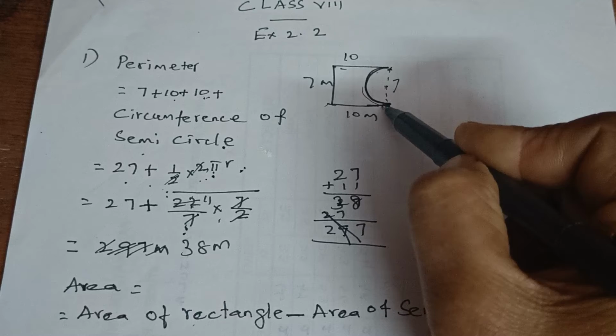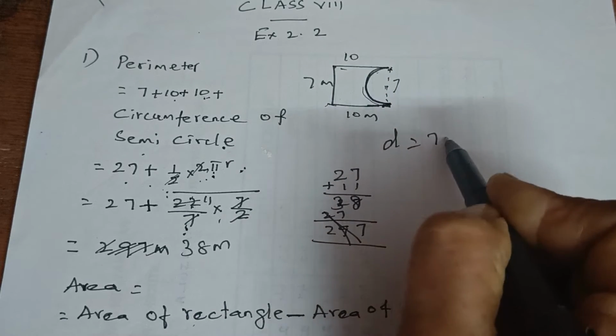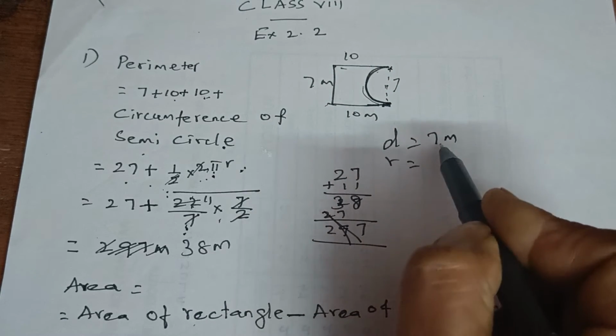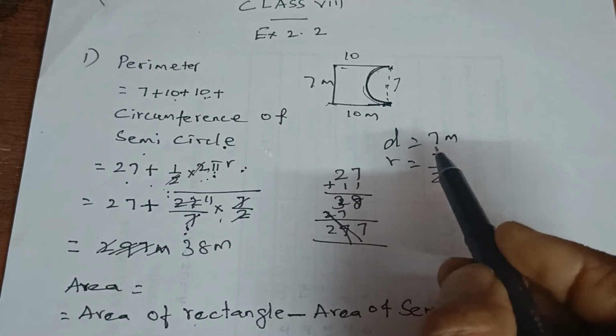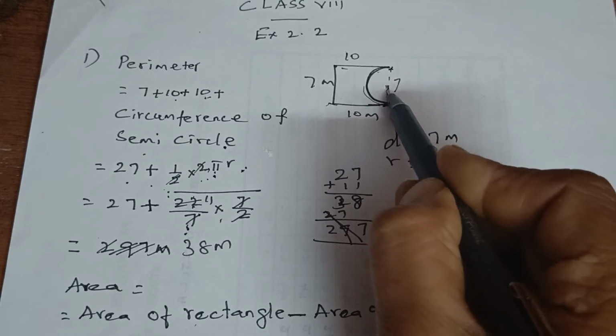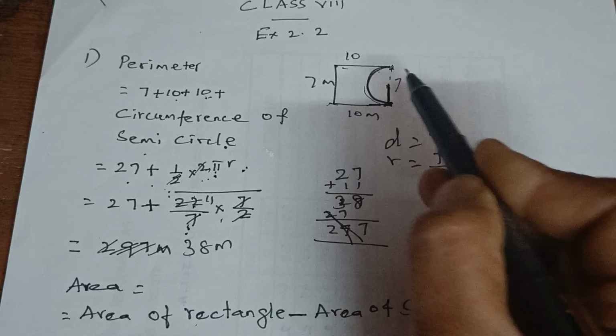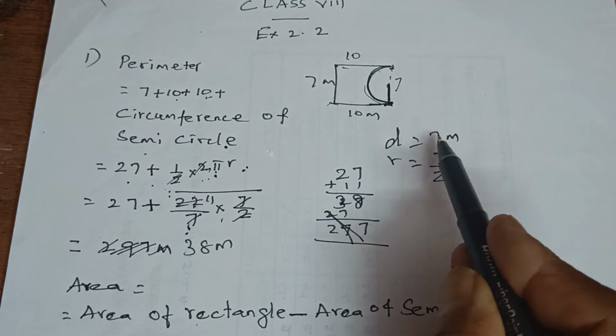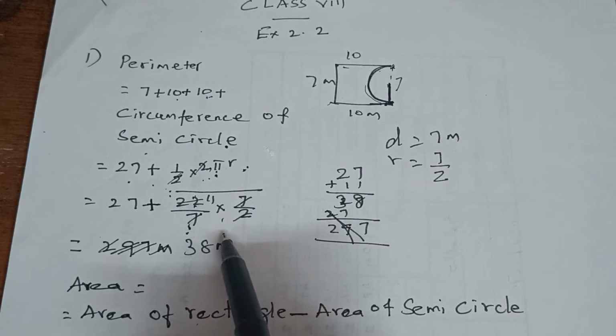If the diameter is 7 meters, therefore radius is half of the diameter, which is 7 by 2. This is the radius. Full is the diameter. So radius is half of the diameter, 7 by 2. So write 7 by 2.